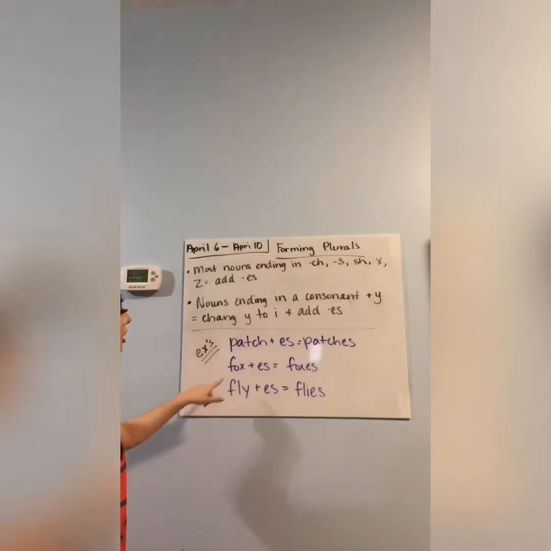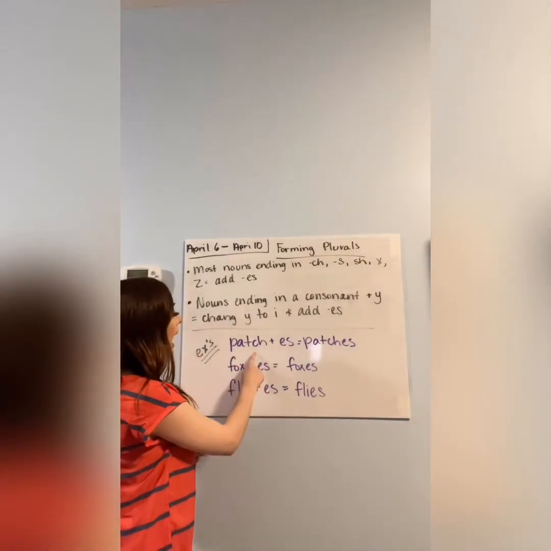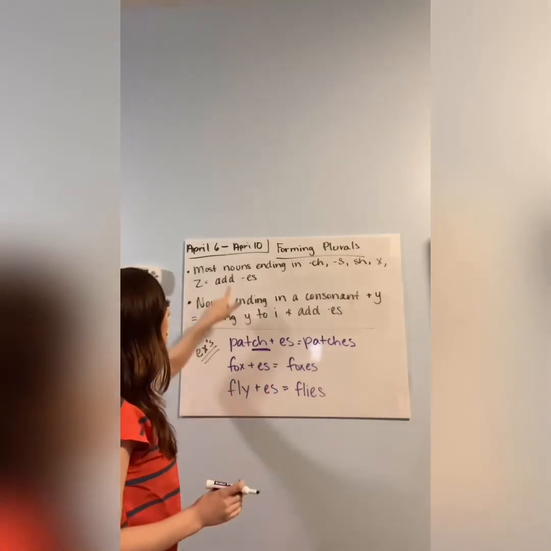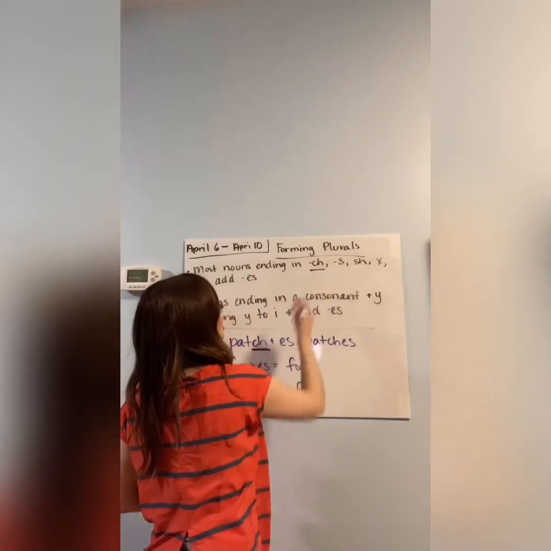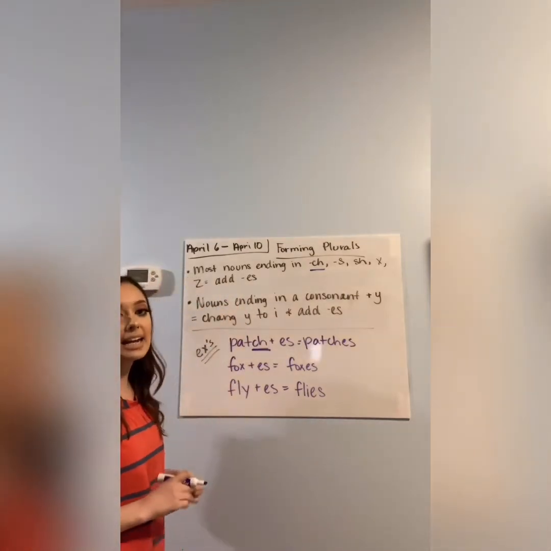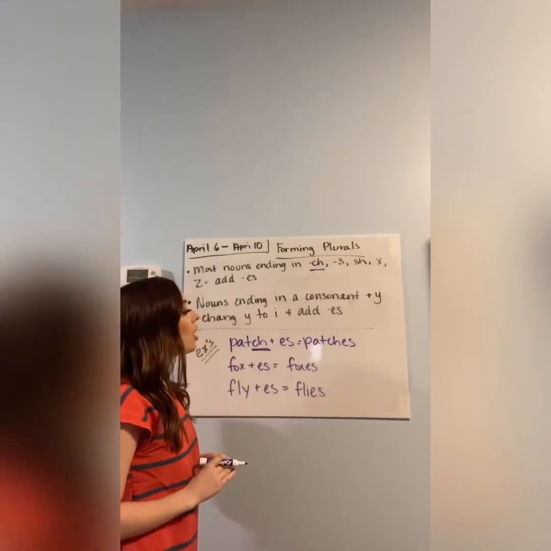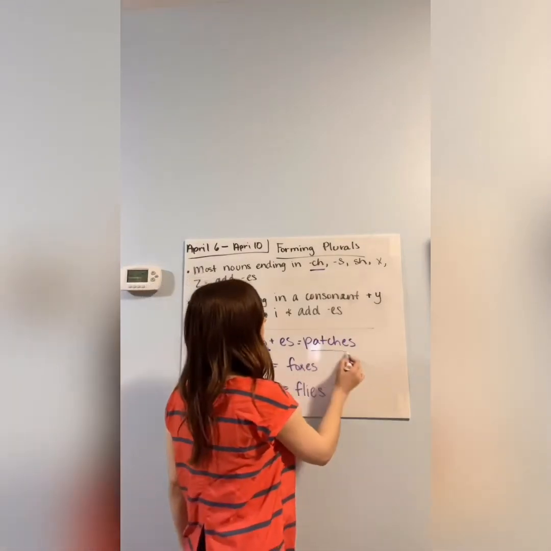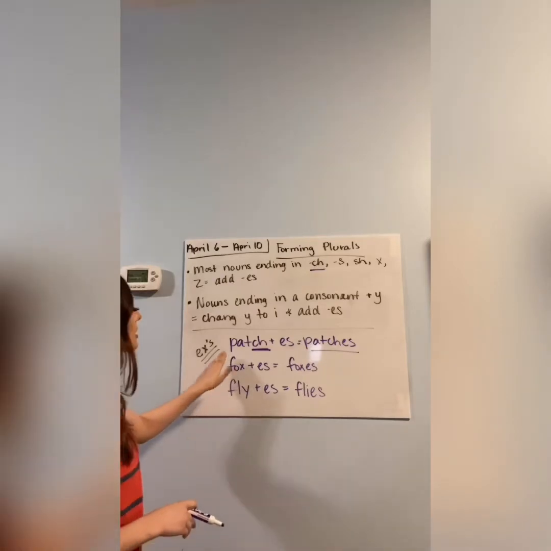So let's go ahead and look at our first example. Our word is patch. If you look at the word patch, you can see that this word ends in a CH. And up here it says, when you have a noun that ends in CH, which we have in patch, S, SH, X, or Z, all we have to do is add an ES. So patch ends with a CH, so all we have to do is add an ES to the word patch, and the word becomes patches, P-A-T-C-H-E-S.